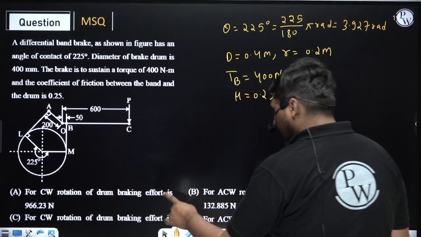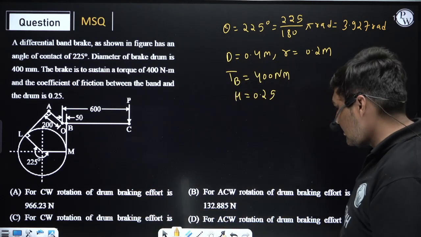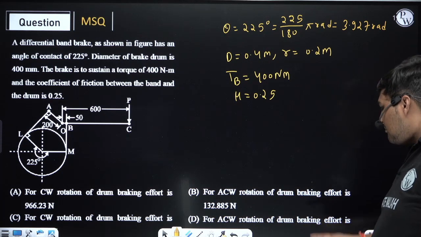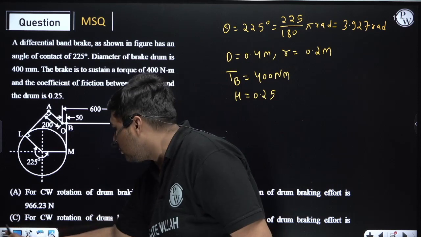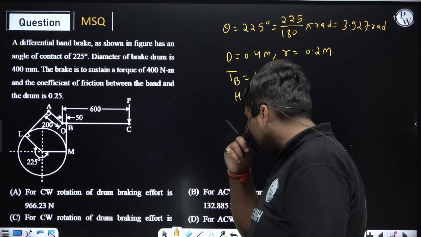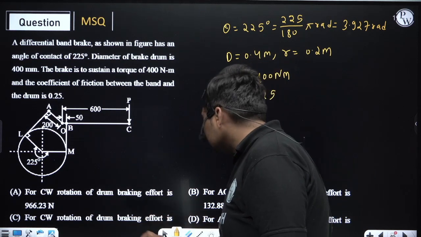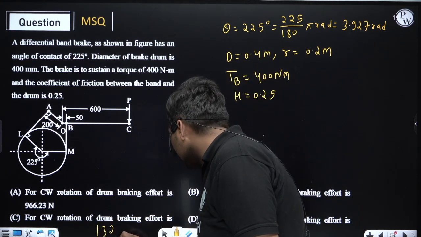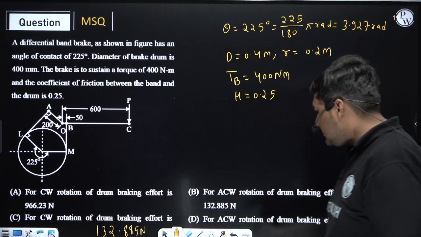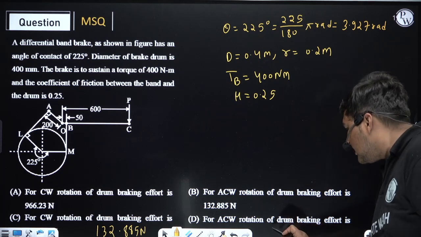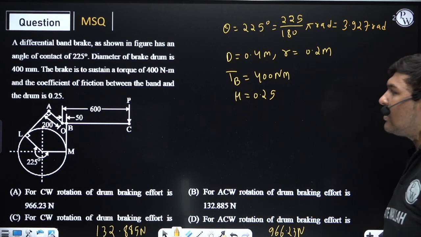Option A and option C both are asking what will be the braking effort for clockwise rotation of the drum, and D is asking the braking effort for anti-clockwise rotation of the drum. Here the option is hidden due to this toolbar. Option A says for clockwise rotation the braking effort is 966.23. Option C says for clockwise rotation the braking effort is 132.885 Newton. Option B is this. Option D says for anti-clockwise rotation of the drum the braking effort is 966.23 Newton. These are the four options.